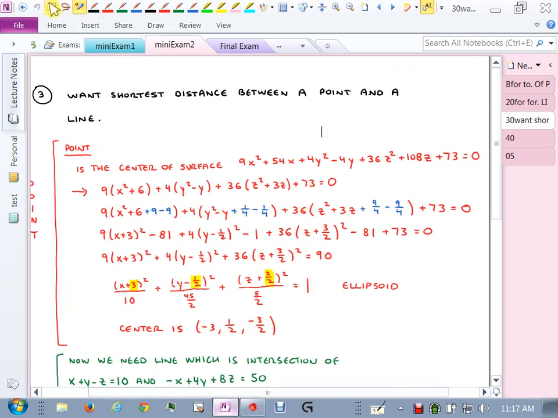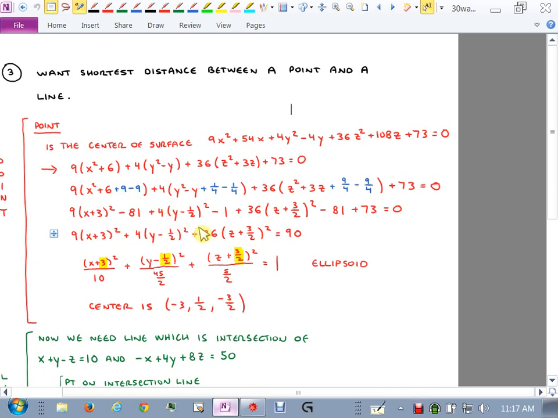Basically, what we want is the shortest distance between a point and a line, right? The point is the center of the quadratic surface. The line is the intersection of the two planes, right? That's what it gives you. It says find the shortest distance between the center of the quadratic surface to the line of intersection of two planes. So first thing, let's find the point, which is the center of the quadratic surface.